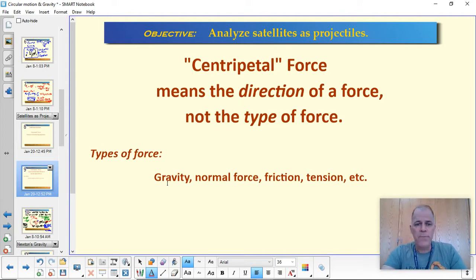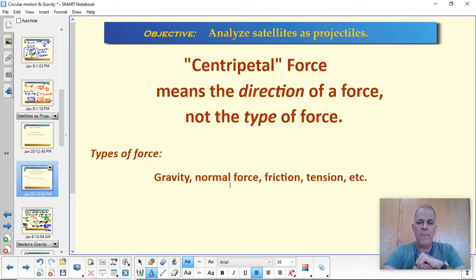So for example, the moon. We know the moon goes in roughly a circle around the Earth. And since it's going in a circle, there must be some centripetal force forcing it to go in that circle. And in the case of the moon, the type of force is gravity. That's what keeps it in orbit. So gravity acts as a centripetal force directed toward the center of that orbit. Gravity is the type, centripetal is the direction.